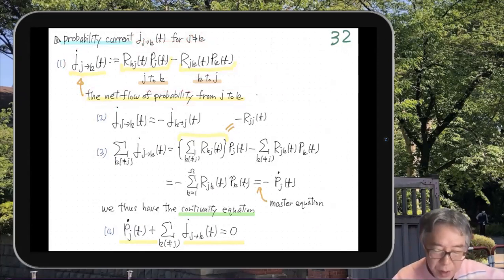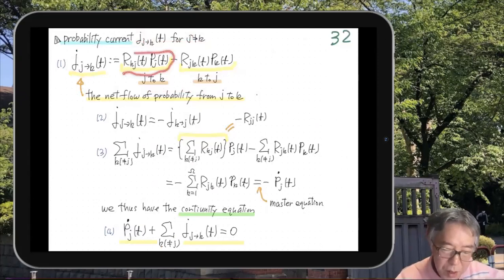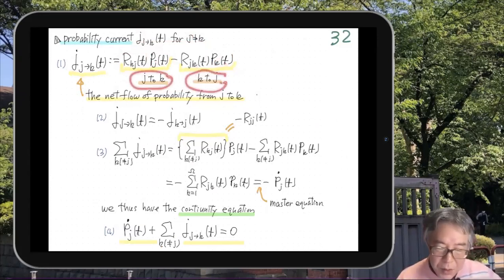And as I say, this is the net flow of probability from j to k. Why is this? Well, this one shows that you are at state j at time t, and then you jump from j to k. This says that you are at state k at time t, and you jump from k to j. So this is the flow of probability from j to k, and this is from k to j. And clearly from this definition, if you switch j and k, you get something with a minus sign.